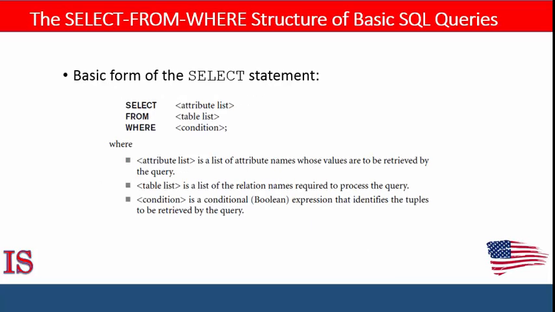The basic form of the select statement, sometimes called a mapping or a select-from-where block, is formed of the three clauses select, from, and where, which has the following form. The select is a list of attributes that you're wanting to pull from the existing tables. From defines which tables those are. And where identifies a condition that you want to implement with your select statement.